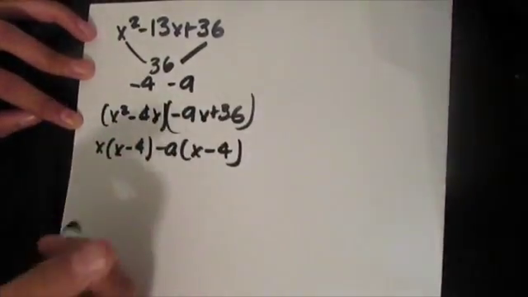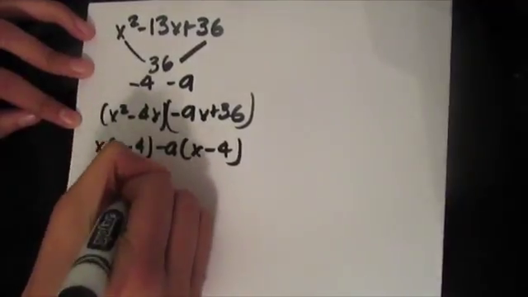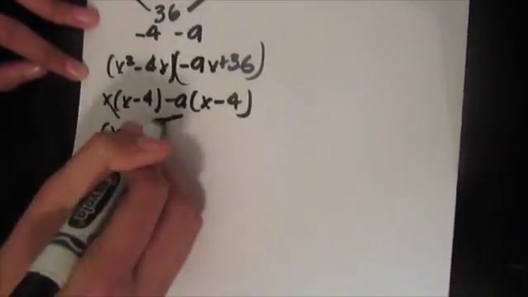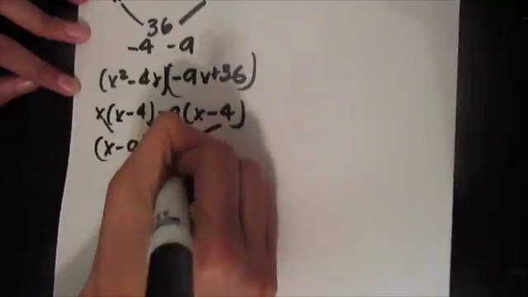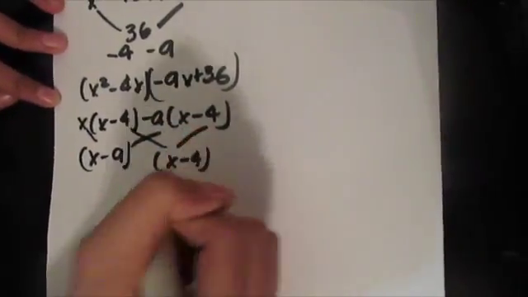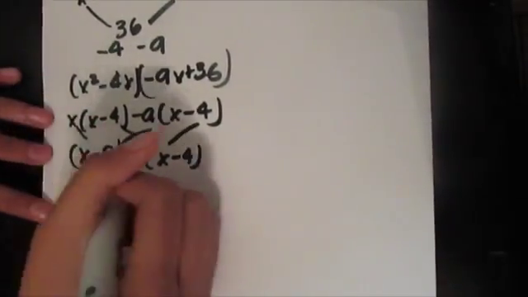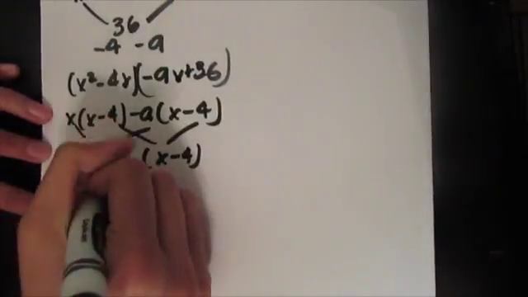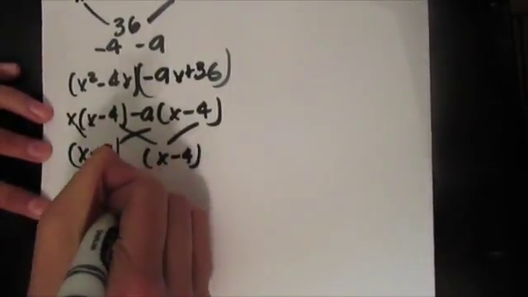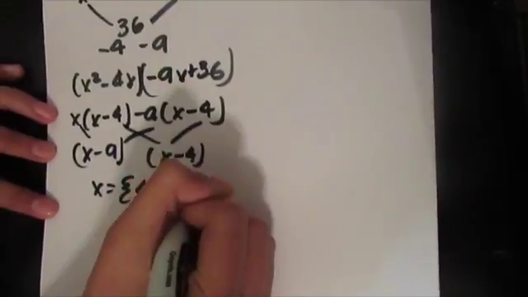These two are the same, so we did it correctly. X minus 9. Once we put these together, these two are the same, so we only copy it down once. To get our final results, we set them both equal to 0, and our final results will be x is equal to the set of 4, 9.